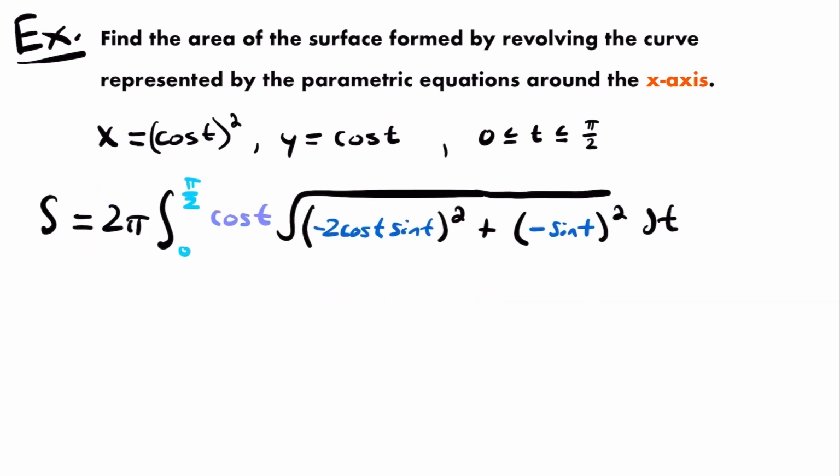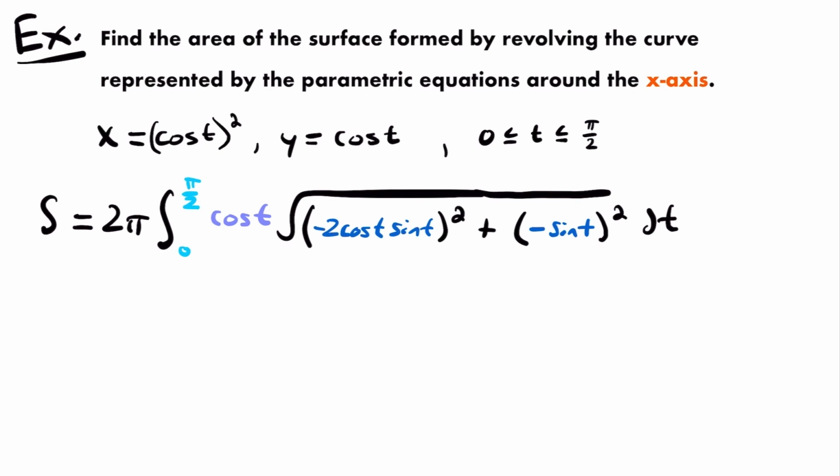And so the first thing that we can simplify in this integral are the contents of this square root. We can square each of these quantities. And so we're going to square each of these parts of this quantity. We're going to square negative 2, we're going to square cosine t, and square sine t, and then we're also going to square negative sine t.